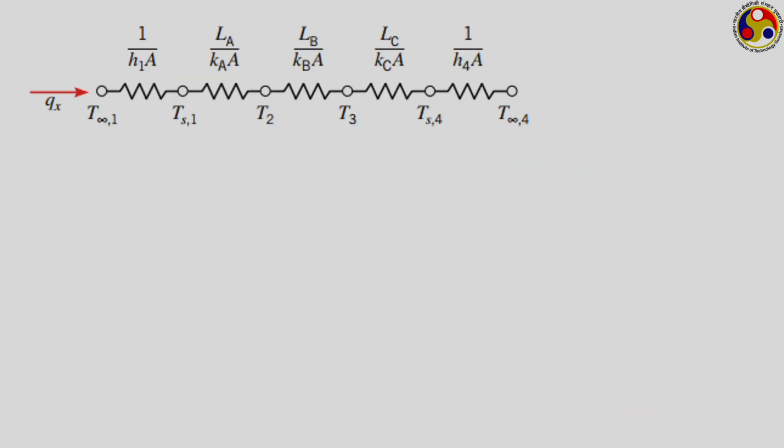So, this is just the one that I talked about earlier. In this case, as I have written, T infinity 1 minus T infinity 4 upon Q dot x is equal to R equivalent, the equivalent resistance for this circuit. Quite often instead of writing this way, we write in another alternate form, to be consistent with Newton's law of cooling.